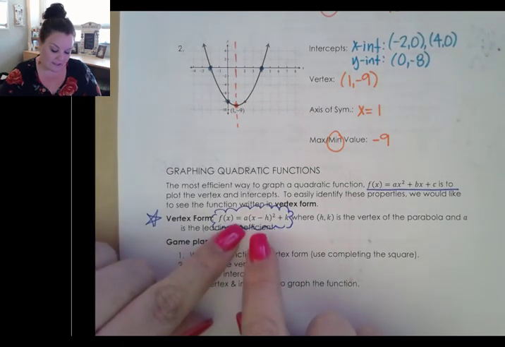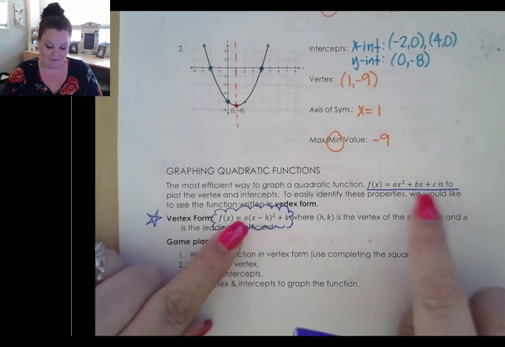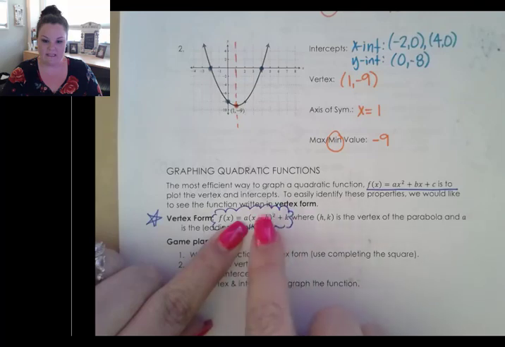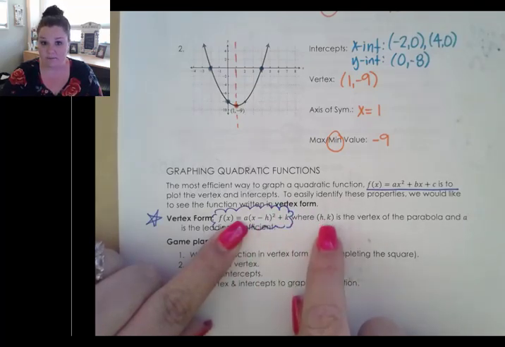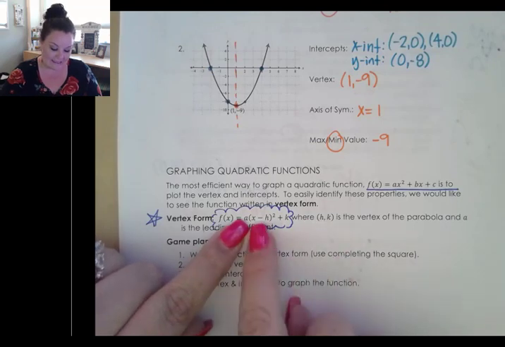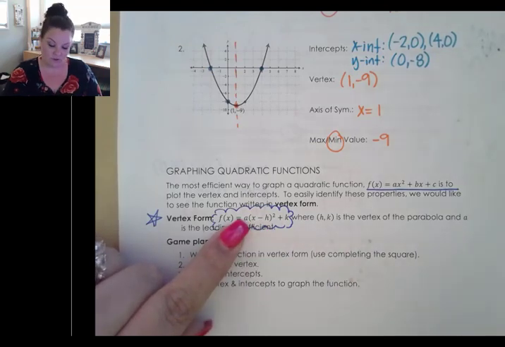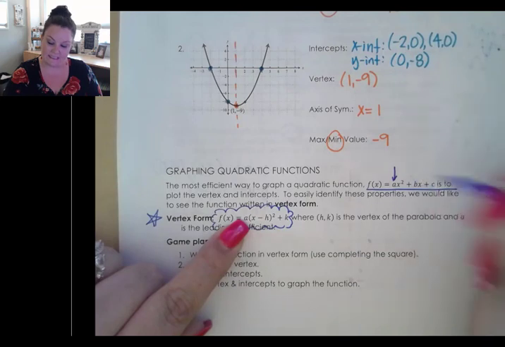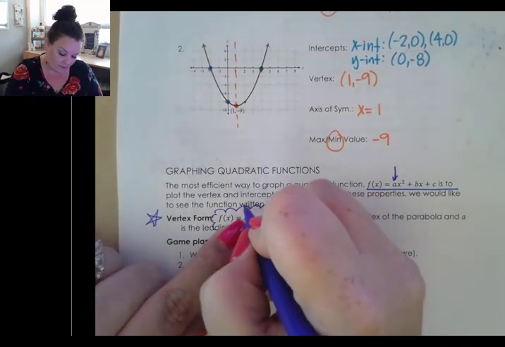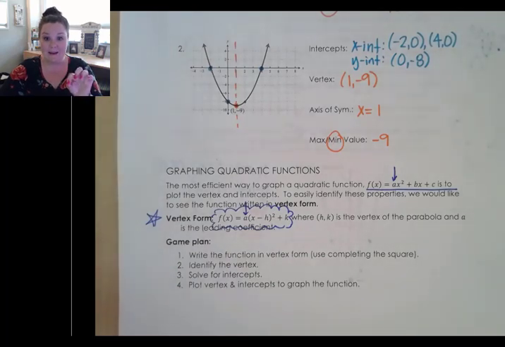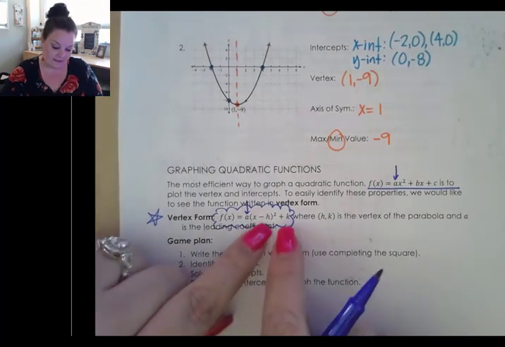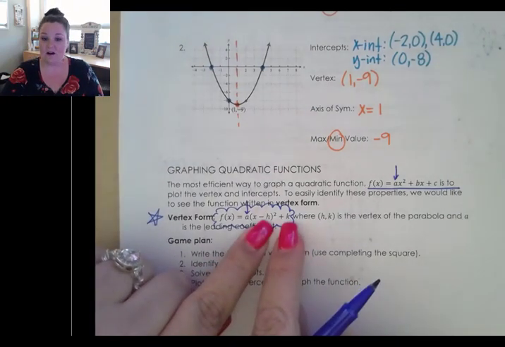So notice here we still have an a, but instead of having a b and a c, we have it written in such a way that it incorporates h and k. Remember, (h, k) is our vertex point. So a is still our leading coefficient. Whatever our leading coefficient is, notice we still have it written in front. We can see by that a, if it's positive, our parabola opens up. If it's negative, it opens down. And then the h and the k are our vertex.